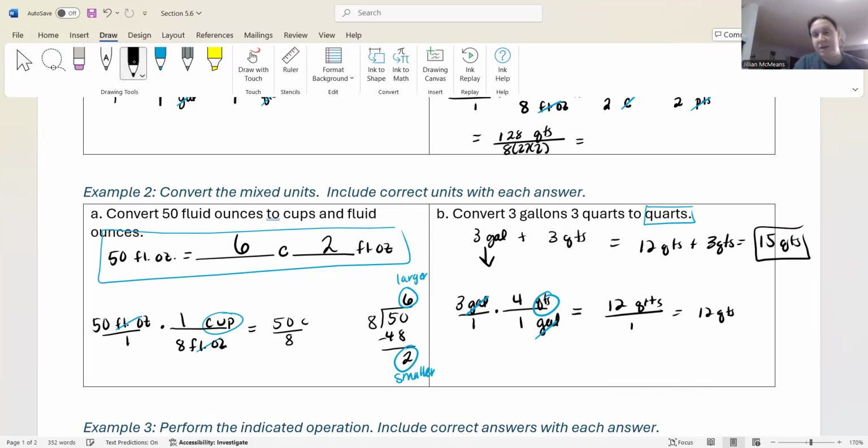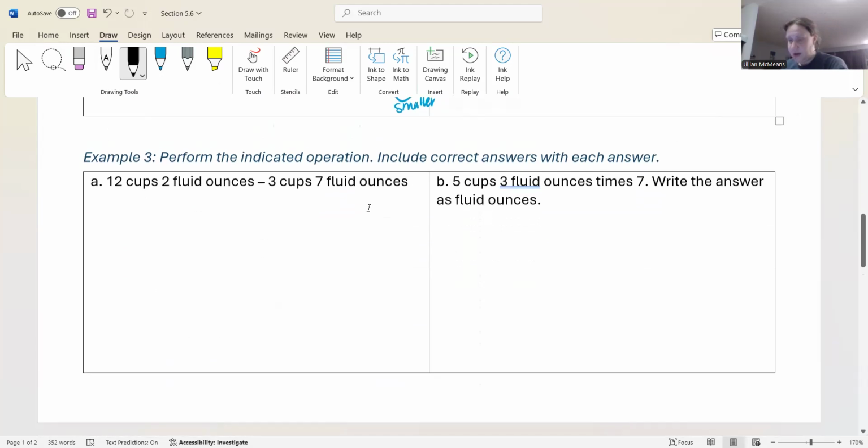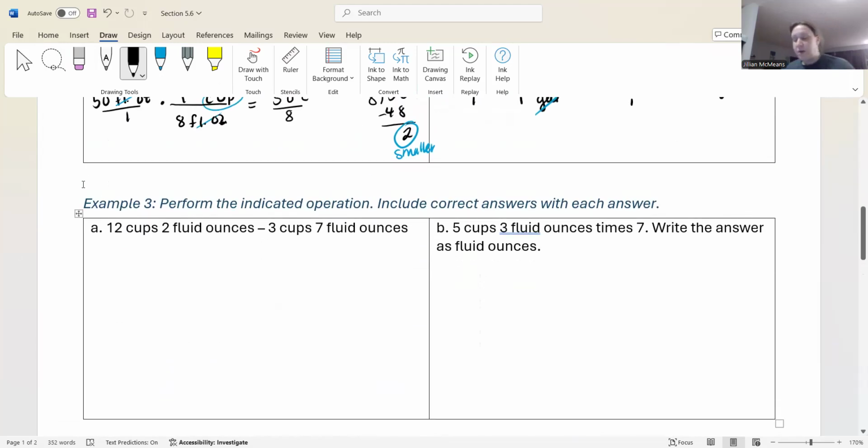Okay? So make sure you know how to do both of those conversions where you take one single unit and break it into mixed units, or you take mixed units and convert it to just a single unit. Okay? And then I think we have one more. Yeah, we have one more for this video. So this is where we add and subtract mixed units. In this case, we're going to subtract mixed units, but then I have another one where we're going to multiply mixed units. So that's a little bit new.